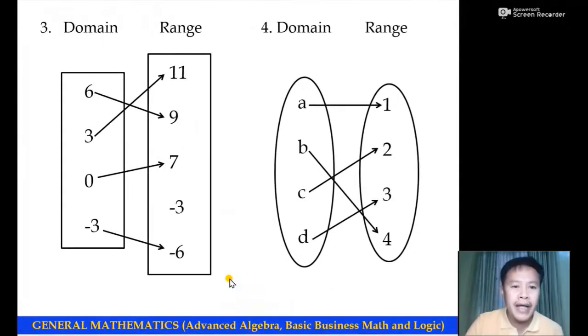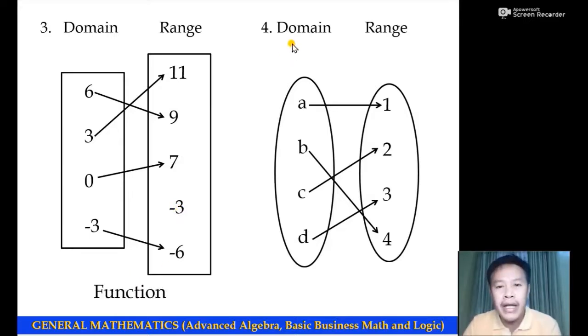We will proceed with number 3. This is a function. Is it 1 to 1? Yes. This is 1 to 1 function, but it is not onto because negative 3 does not have the corresponding element in the domain. So this is 1 to 1 function, but not onto.